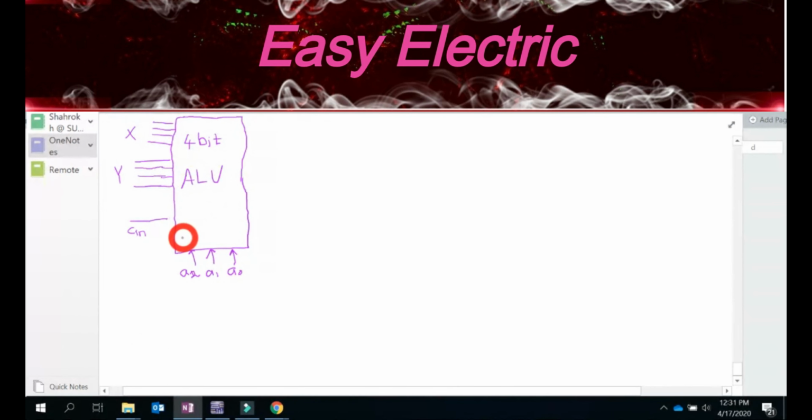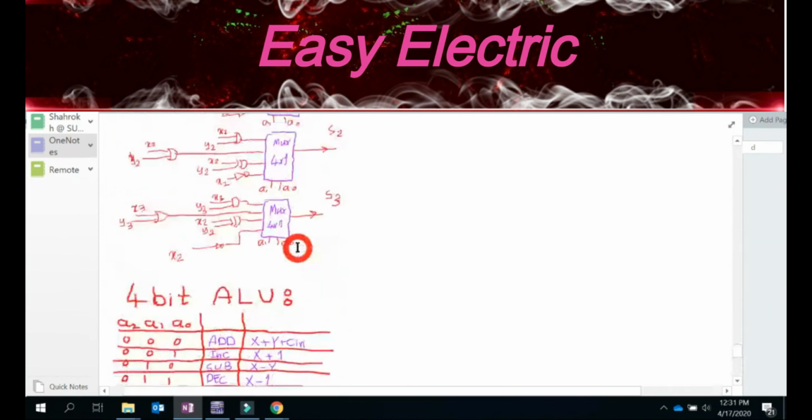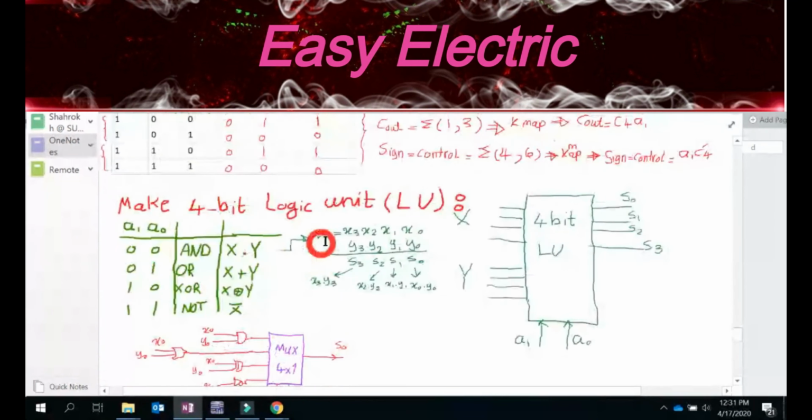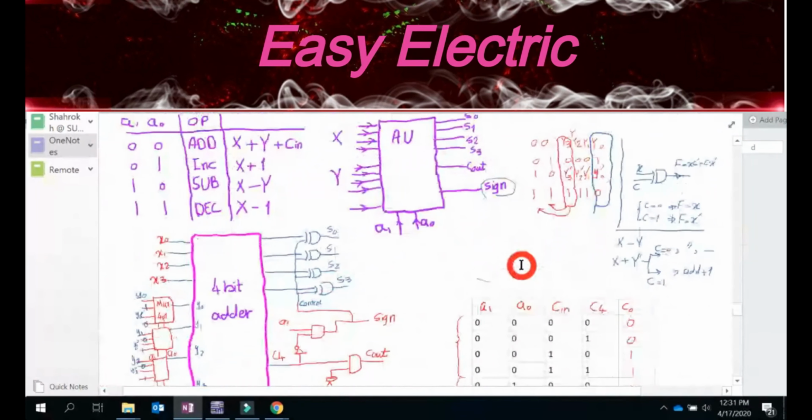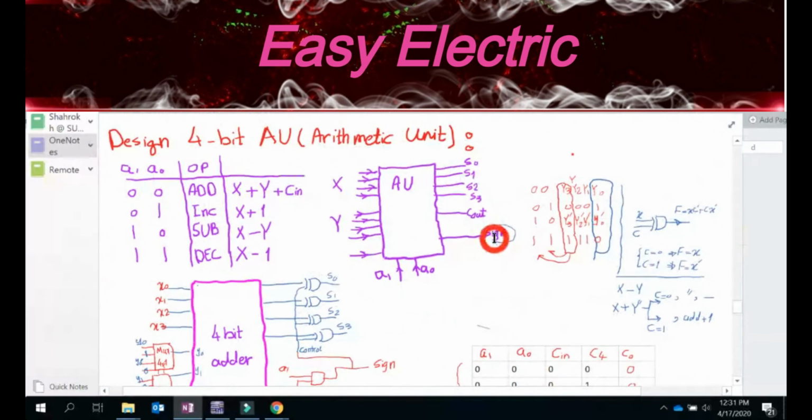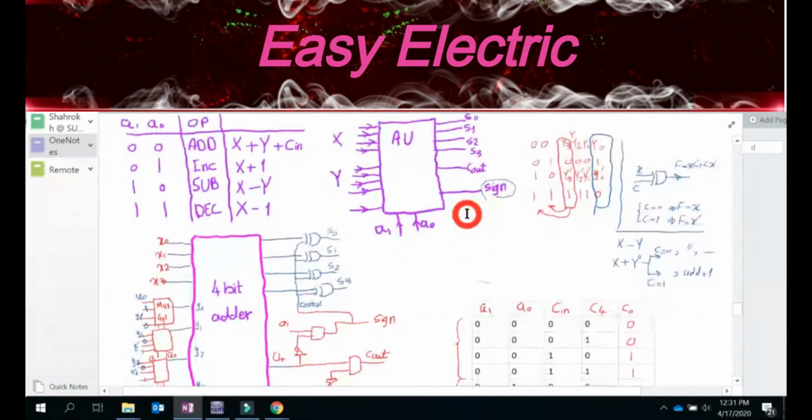So how many outputs do we need? It should be simple. You just take a look at the AU and LU. LU has 4, which is fine. AU has 4 plus these 2. So these 4 could be common, but you need these 2, right?